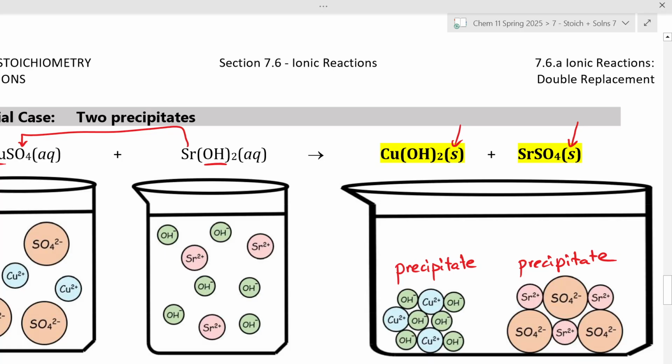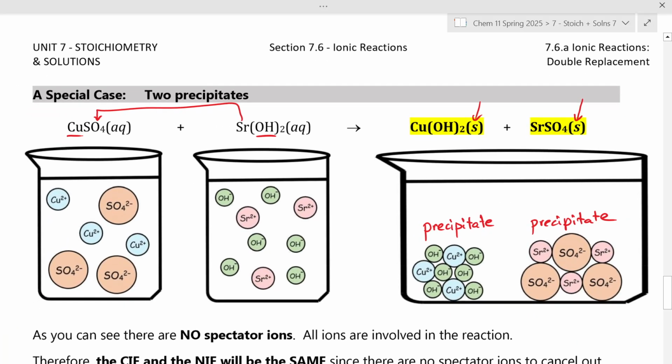Who are the spectator ions? We are. That's it. There is nothing. We are looking at the reaction, but there are no chemicals in the reaction that are not reacting. So when you write your complete ionic equation, it will be the same as the net ionic equation because there will be no spectators to cancel out. No spectator ions.